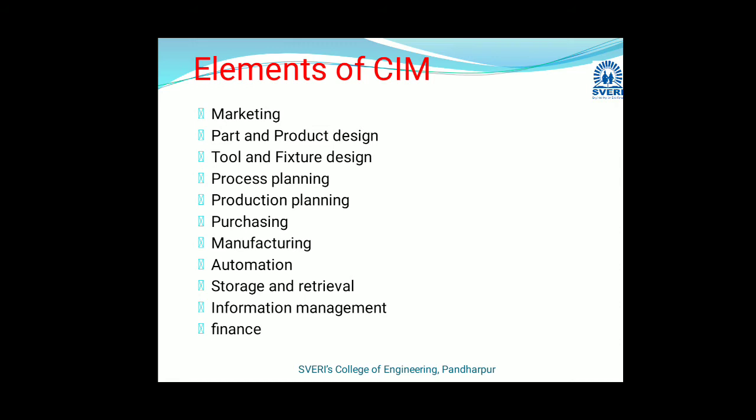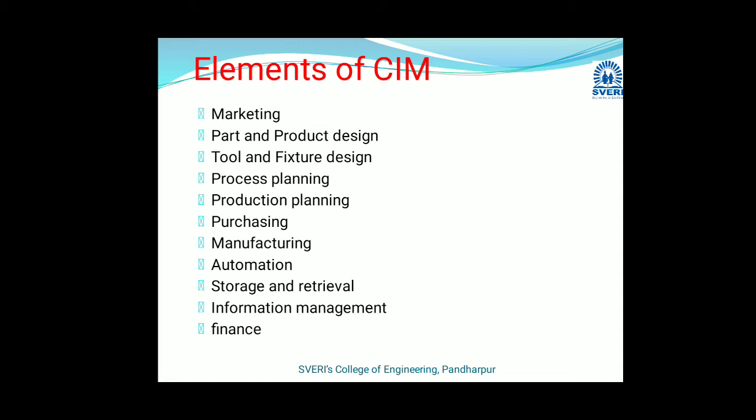Next important point is the elements of CIM. So first, marketing, part and product design, tool and fixture design, process planning, production planning, purchasing, manufacturing, automation, storage and retrieval, information management, and finance. So these are the main elements of CIM. So we will see them one by one.